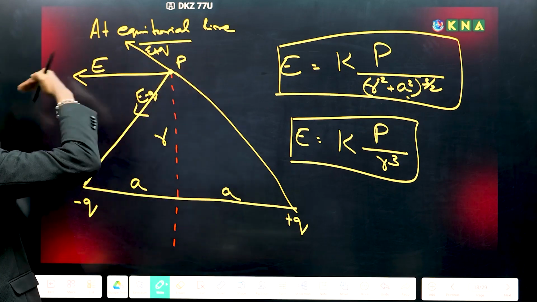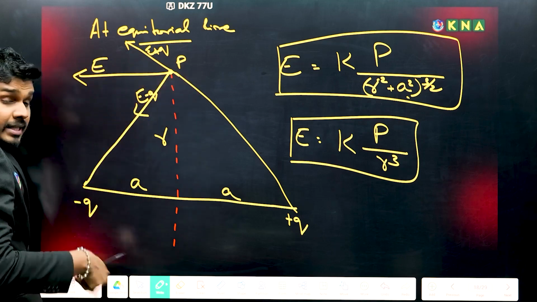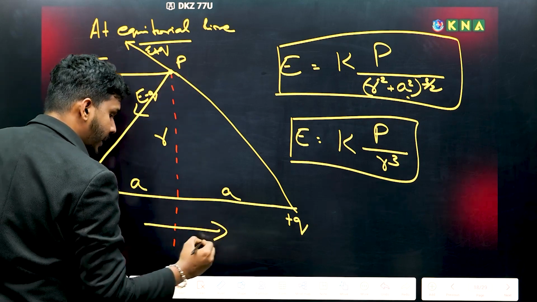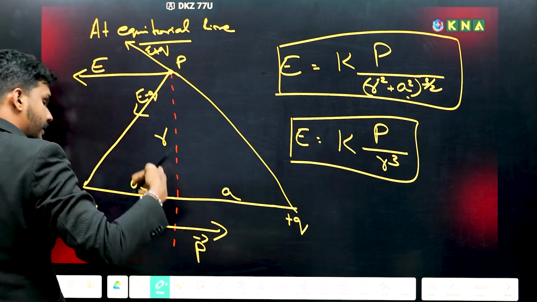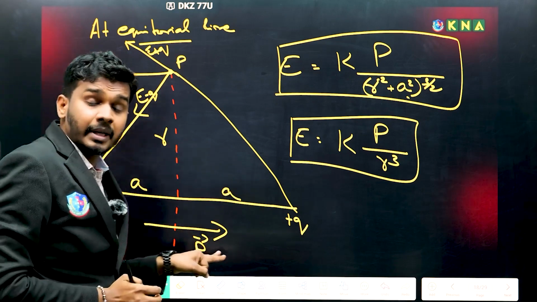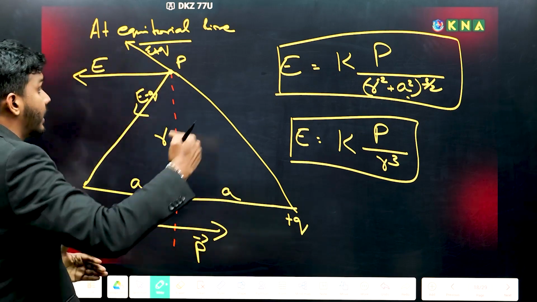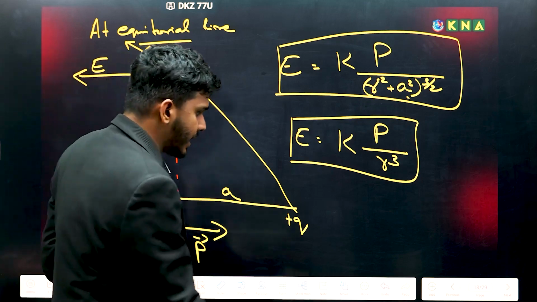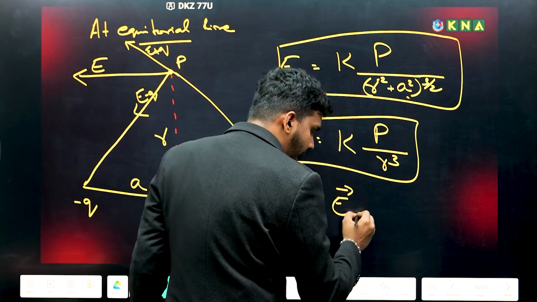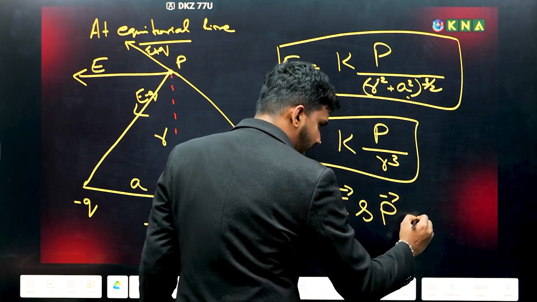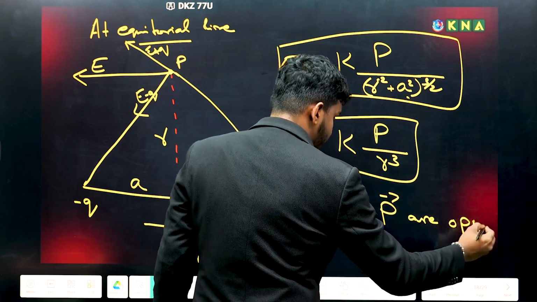Here, what is the direction of the net electric field? What is the direction of the dipole moment? Dipole moment is always from negative to positive. Electric field is in the opposite direction. That means electric field and dipole moment are in opposite directions.